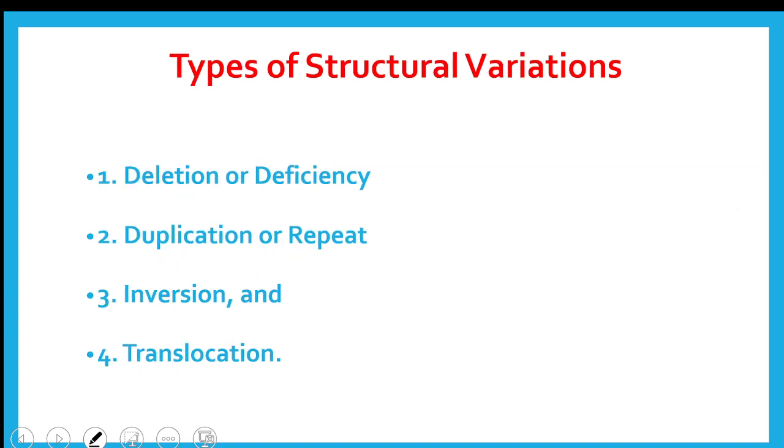There are four types of these structural variations. One is deletion, also called deficiency, then duplication or repeating of a segment of a chromosome, inversion, and translocation.